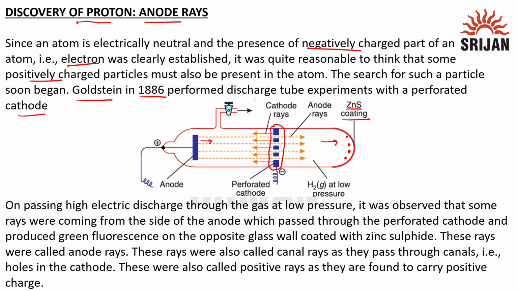So what happens, these rays were called the anode rays because they are arising from the anode electrode, right? And these rays were able to penetrate through the perforated cathode and make the fluorescence on the screen, and these rays were also called the canal rays as they pass through the canals, that is the perforations or holes present on the cathode, right? Now these were also called the positively charged rays because they carry positive charge and they are arising from the positively charged anode. That's why they are called the positive charged rays.